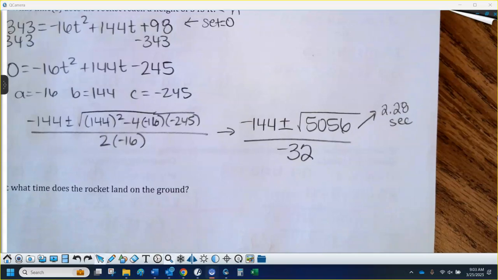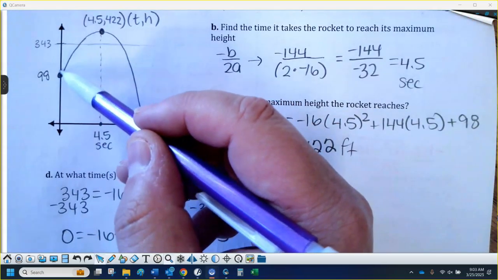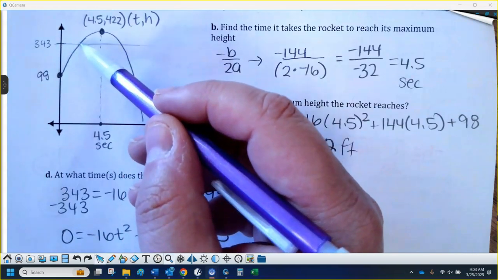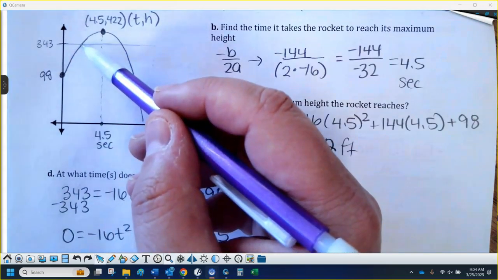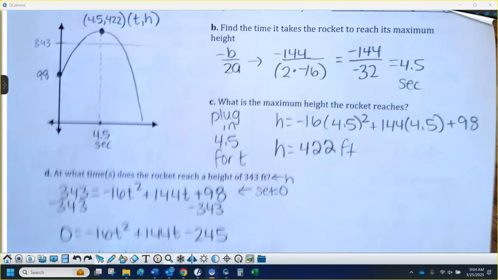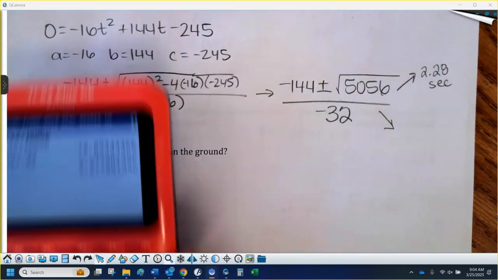2.28 seconds, because that's going to make a little bit more sense than leaving that in radical form for the situation. Let me pull this back down. See if that makes sense to you. So on the way up, at about 2.28 seconds, I'm going to hit the 343. Now we're going to hit that on the way back down too, so that's going to be where I get my other answer. So again, I'm just typing this into the calculator.